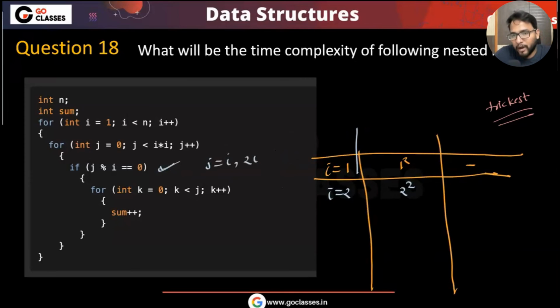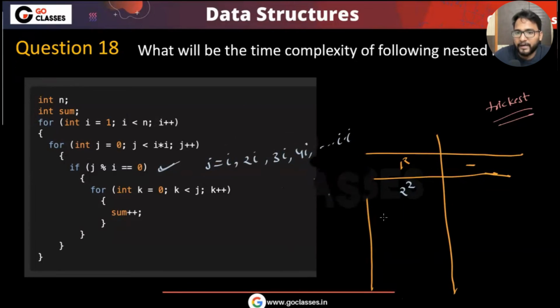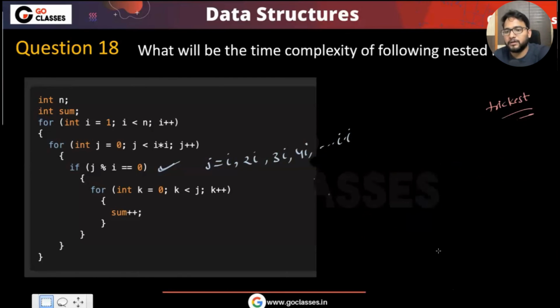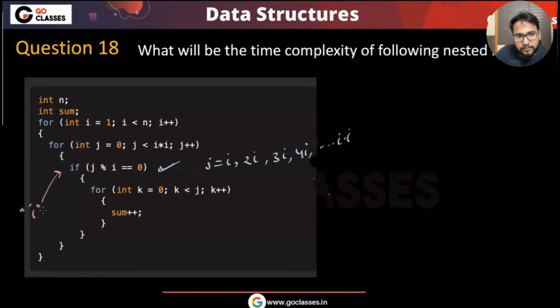Why? Because for j equal to i it will be true, for j equal to 2i, for j equal to 3i, till the moment j is i square. So I can say this if condition is going to be true i times. That's the one observation that we can make, right? So this is going to be true i times, and this is going to run j times.